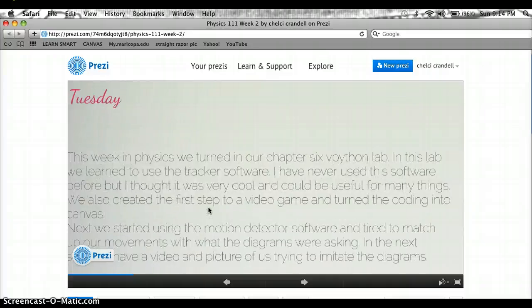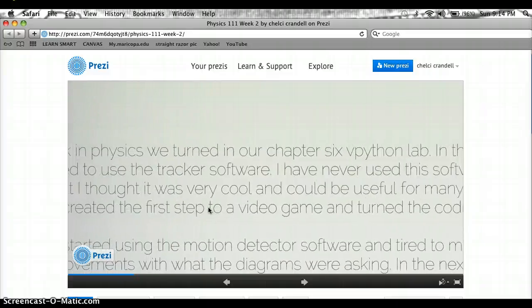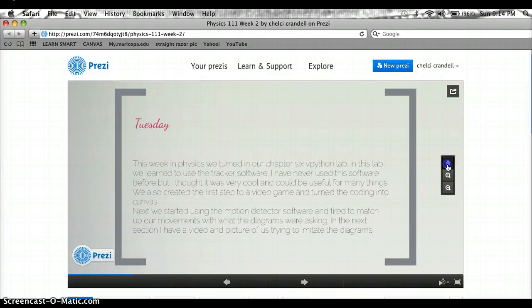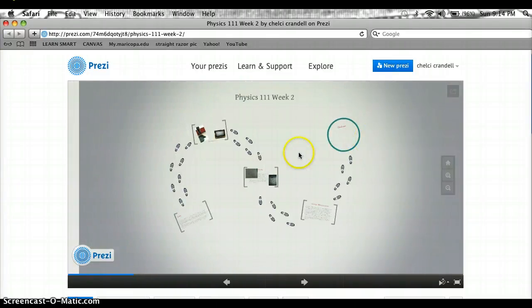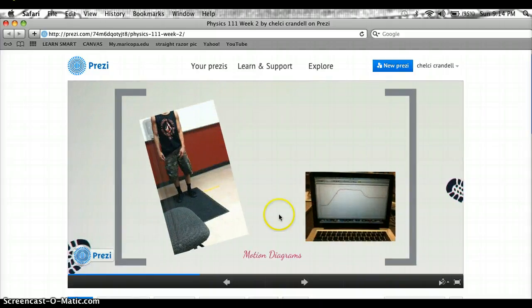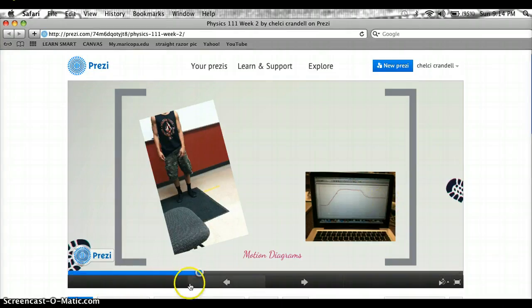Then the next class, we used motion detector software, and that'll show it right here. So our motion detector software that we were trying to match up right here, and that was pretty difficult to do. It got harder and harder, and the hard ones were really hard.